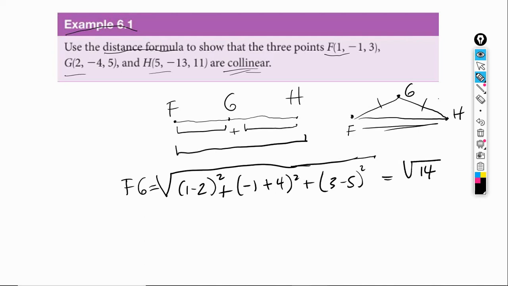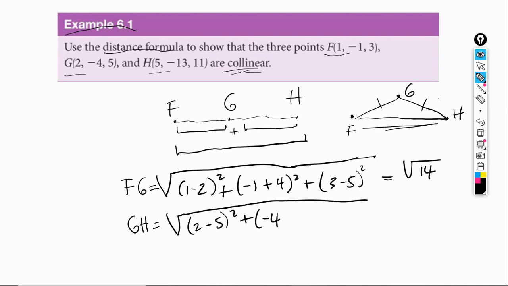Now, let's find GH. So for GH, we would have the square root of, and let's say for G, 2 minus 5 squared, that would be the x coordinates, plus negative 4 minus minus, so negative 4 plus 13 squared, plus 5 minus 11 squared. And if we do the math here, this is equal to 3 square root of 14.